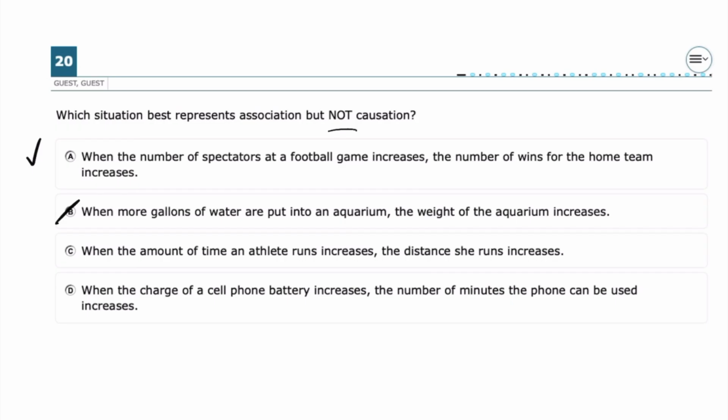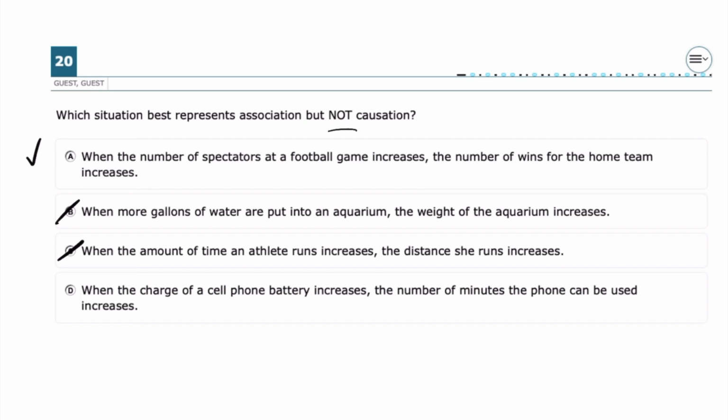Letter C says when the amount of time an athlete runs increases, the distance she runs increases. And that, again, is causation. The more amount of time you run, the distance you run is going to increase. As you run for longer, you're moving, right? So you're running more. So letter C is also not going to be correct.